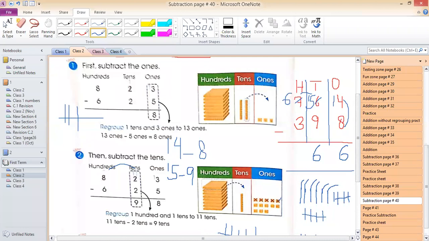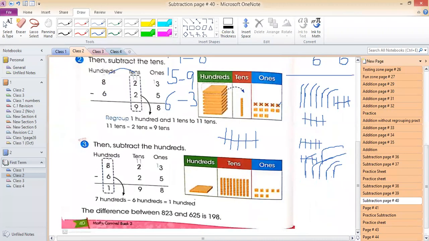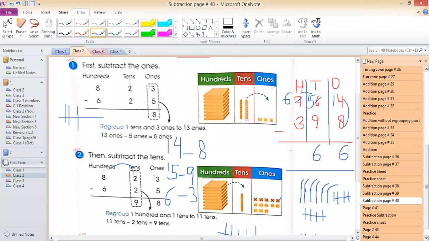Now this is 6 and this is 3. It is not 700 now because it has given 1 to the tens. 6 minus 3 is very easy. Draw 6 lines and cut 3 lines. 1, 2, 3, 4, 5, 6. Cut 3 lines. So there will be 3 lines left. 1, 2 and 3. So 6 minus 3 is equal to 3. So the answer is 366. Is it clear, guys?